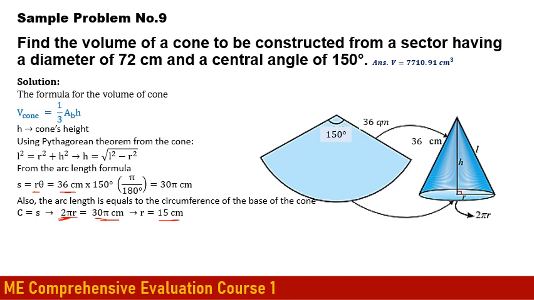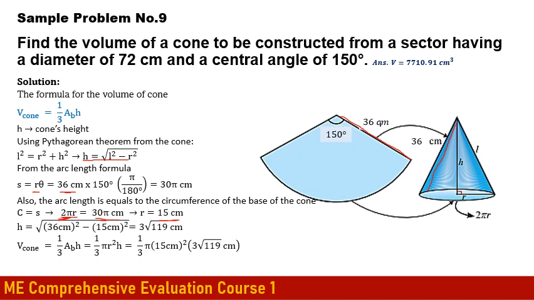Since we already have the radius, we can substitute that in our formula for h, since the slant height is just equal to this 36 centimeter also. So substituting, you can get the value of the cone's height. Finally, substitute that in the volume of the cone, which is 1/3 AB times height. Since the area of the base is pi r squared, you just substitute the value of the radius and the computed height of the cone. Then finally, we get the volume of the cone as 7,710.91 cubic centimeter.